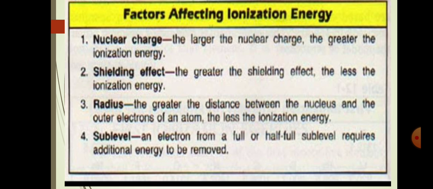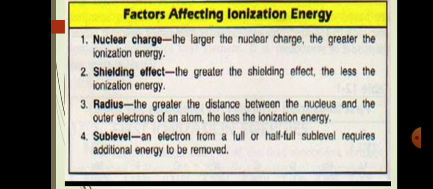The ionization energy of an atom depends upon the following factors. The first one is the nuclear charge. The larger the nuclear charge, the greater the ionization energy. Nuclear charge means the charge of the nucleus. When the atomic number increases, the nuclear charge also increases, so we require a greater amount of energy to remove the valence electron. Nuclear charge and ionization energy are directly proportional.